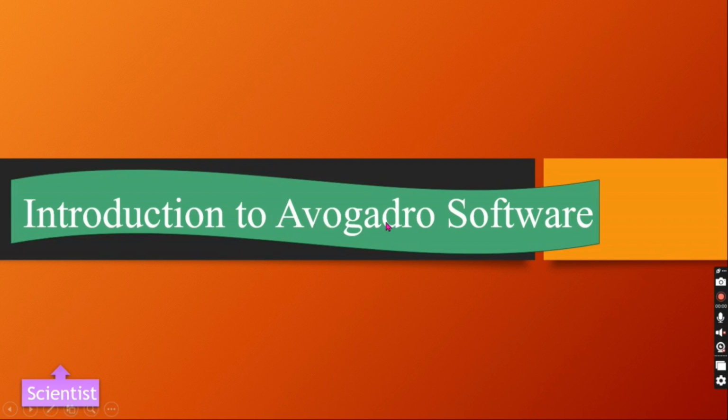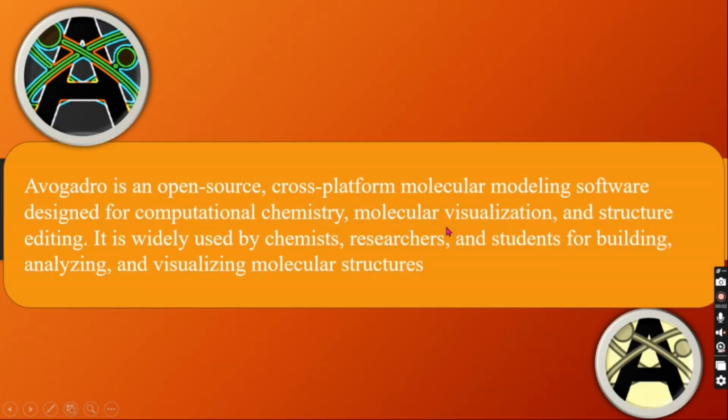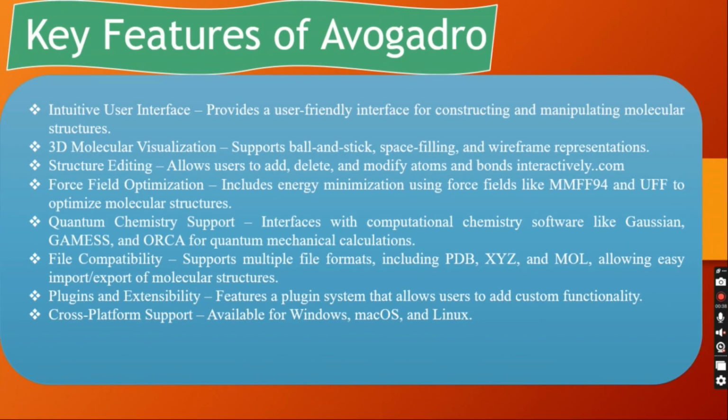Introduction to Avogadro software. It is an open source and cross-platform molecular modeling software, designed for computational chemistry, molecular visualization, and structure editing. It is widely used by scientists, researchers, and students for building, analyzing, and visualizing molecular structures. Key features of Avogadro.